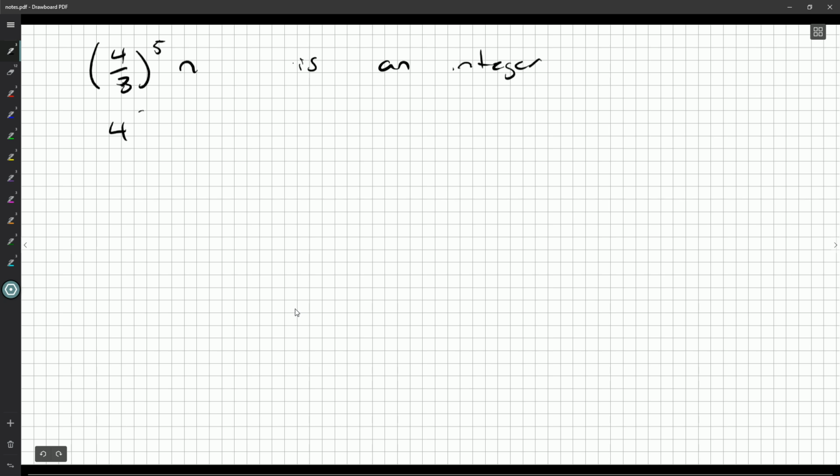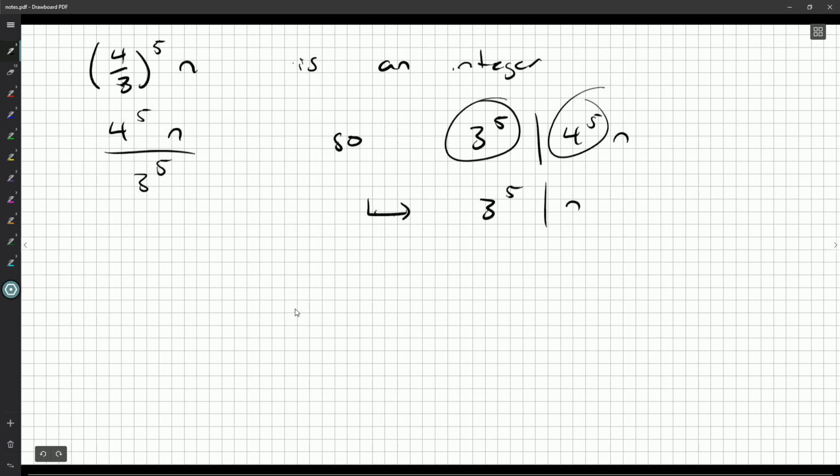Now the 4 to the 5 doesn't really matter, but it's the 3 to the 5 that does. So 3 to the 5 divides 4 to the 5 n, but we can see pretty quickly that means 3 to the 5 must divide n, because 3 to the 5 and 4 to the 5 have nothing in common. This is entirely a power of 3. This is entirely a power of 2. So all the factors of 3 must be in n. So the smallest such n is 3 to the 5, or 243 itself.